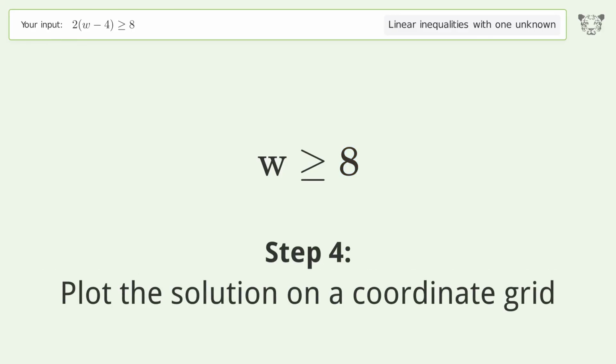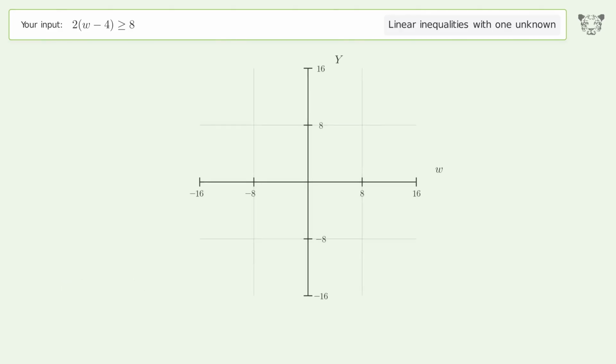Plot the solution on a coordinate grid. And so the final result is w equal or greater than 8.